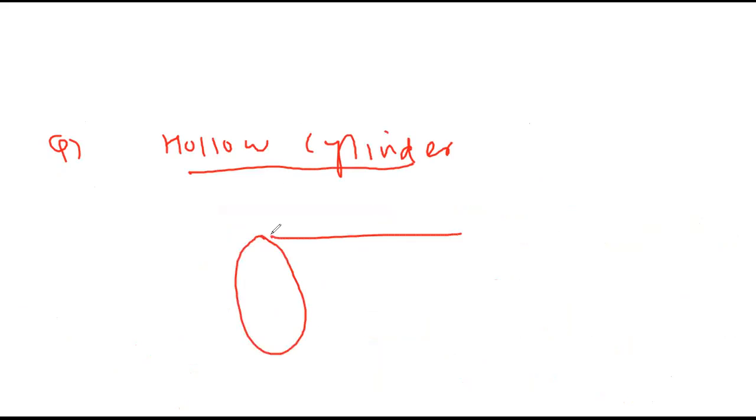This is for a conductor which is in the form of a hollow cylinder. We want its resistance. So this is one cylinder which is hollow.